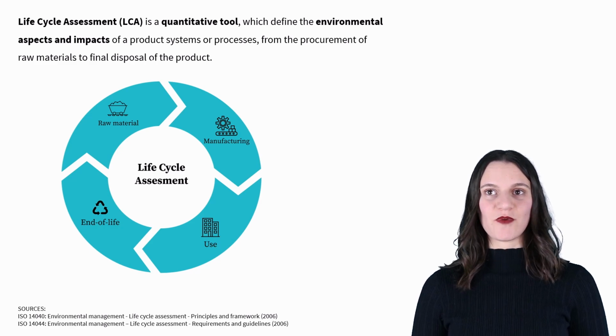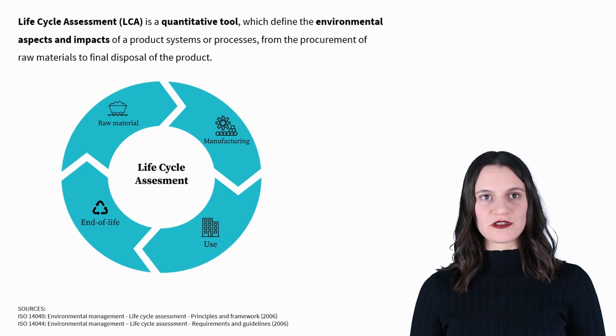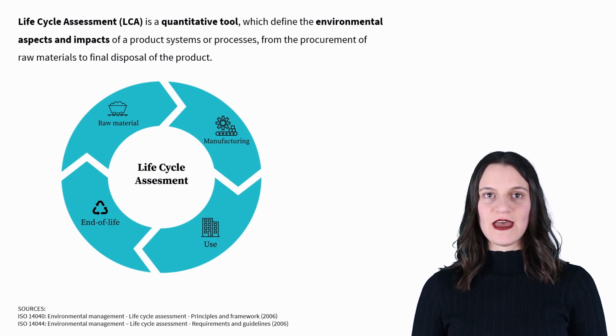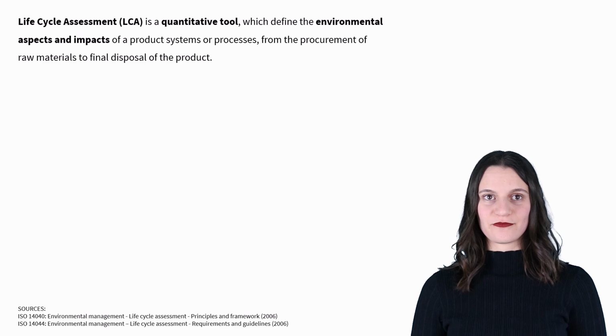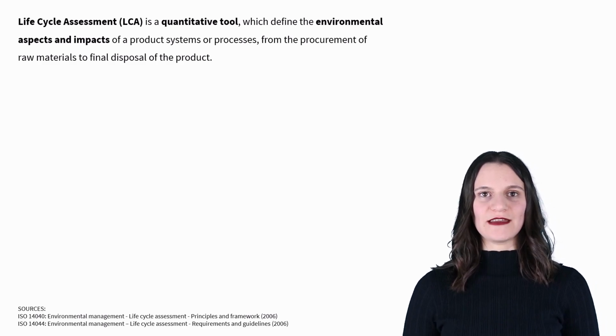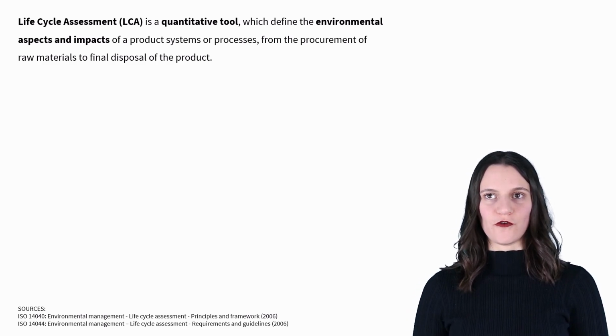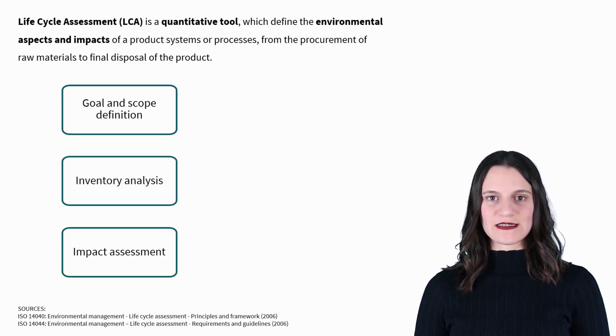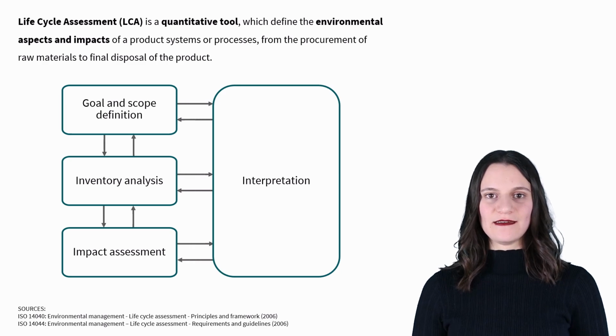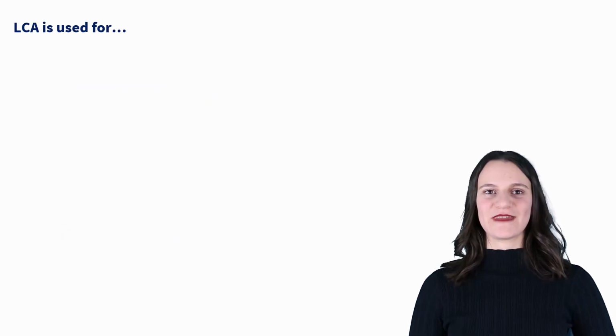With the LCA, it is possible to determine the environmental hotspots of a product or process, and to use this information to improve the environmental performances at every stage of its life cycle. Based on the definition provided in the ISO 14040, the LCA method consists of 4 phases: the goal and scope definition, the inventory analysis, the impact assessment, and the interpretation of results.